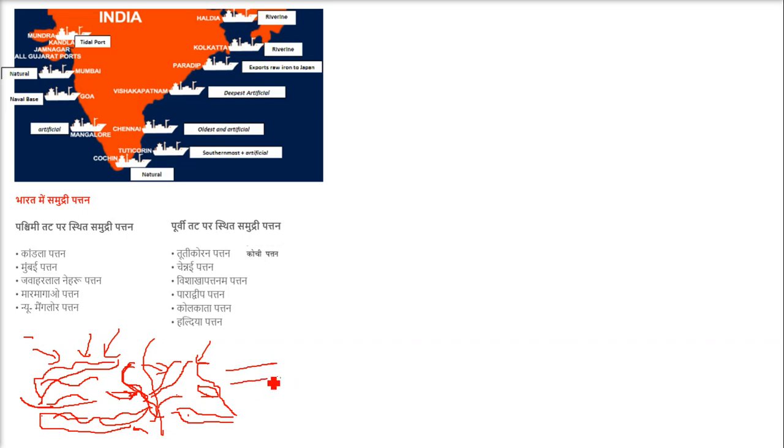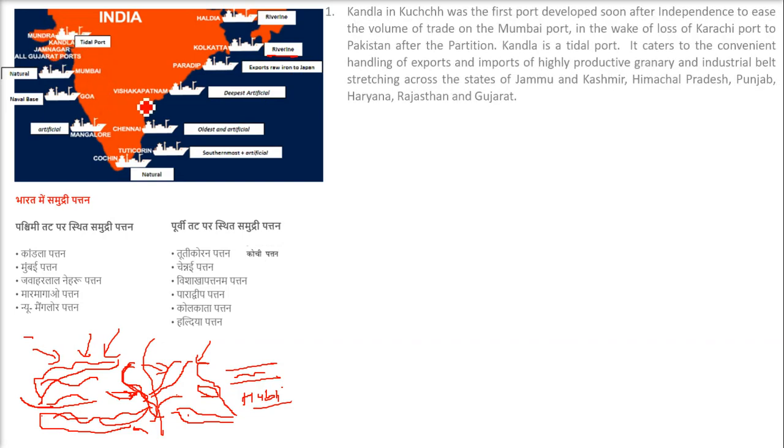And those ports which are employing the rivers, like Kolkata and Haldia, are using the Hooghly river, and this river has to be quite deep, because on shallow water the big ships cannot move. So on a river like this, those kinds of ports are known as riverine ports. So I'll start with the Kandla.